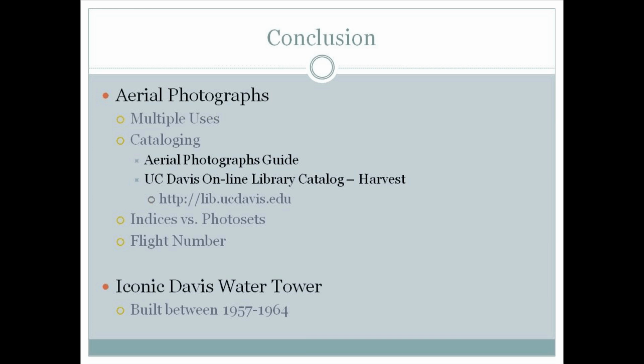The aerial collection is divided into two sections: indices and photo sets. Indices allow you to narrow your search from a general area down to individual photos located in the photo sets. Flight numbers provide you county, flight number, and photograph number information for the photographs. We figured out that the iconic Davis Water Tower was built between 1957 and 1964.